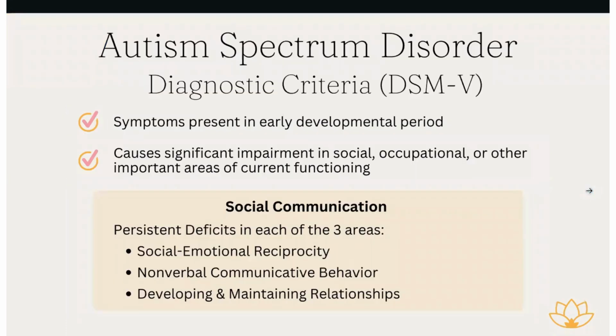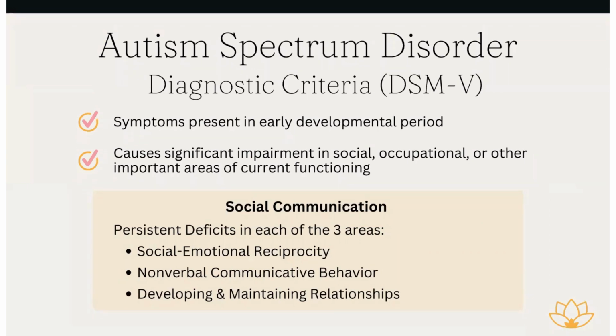So now we're going to move into autism. And we're going to look at what is the diagnostic criteria according to the DSM-5, which is the Diagnostic and Statistical Manual that outlines the criteria for autism spectrum disorder. But then we're going to shift it and look at it from a strengths-based lens and a neurodiversity-affirming lens. So here's what the diagnostic criteria states.